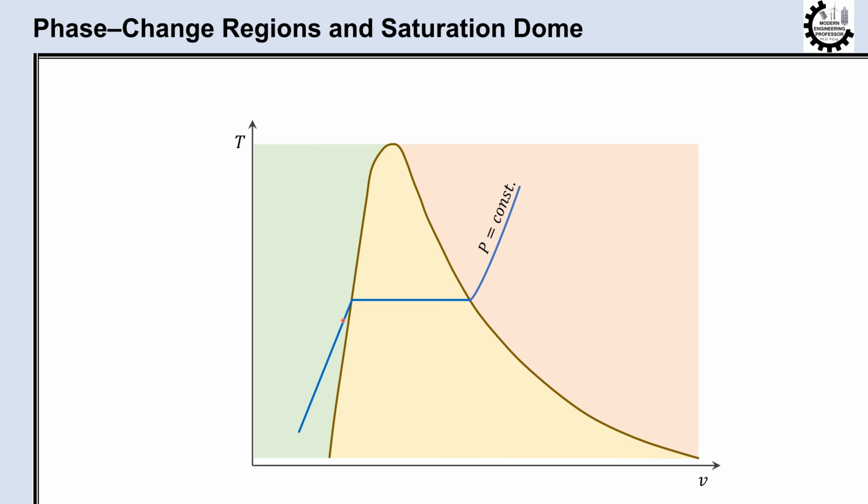If we look at the left side of a T-v graph and connect the saturated liquid points at different pressures by a line, this line separates the compressed liquid region from the saturated liquid-vapor region. This is called the saturated liquid line. Similarly, we can connect the saturated vapor points by another line, called the saturated vapor line, separating the saturated liquid-vapor region from the superheated vapor region. These two lines meet at the critical point, forming a dome called the saturation dome.